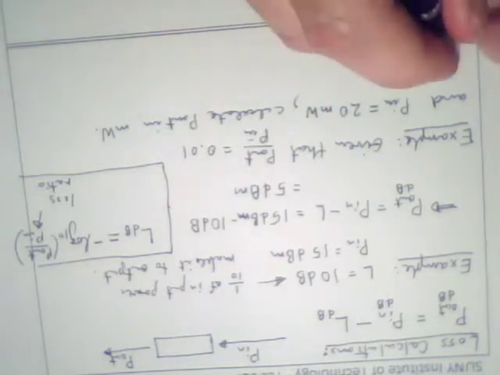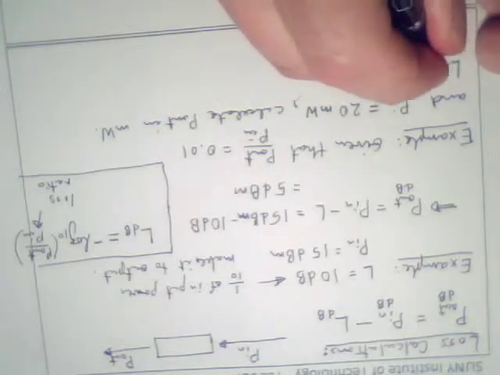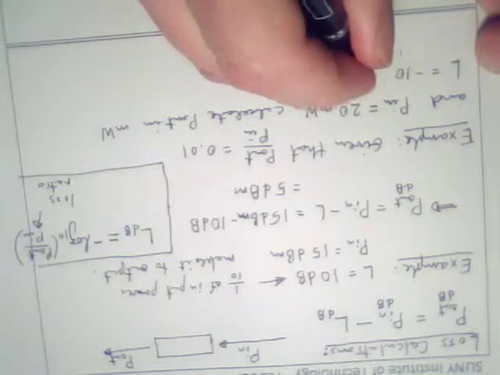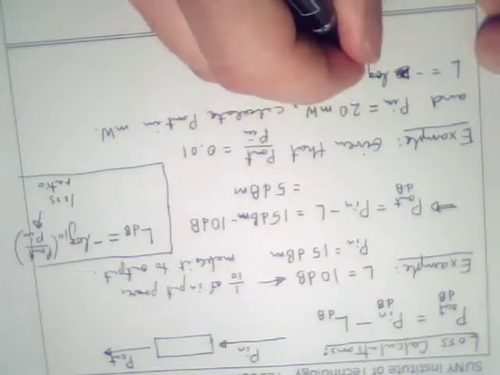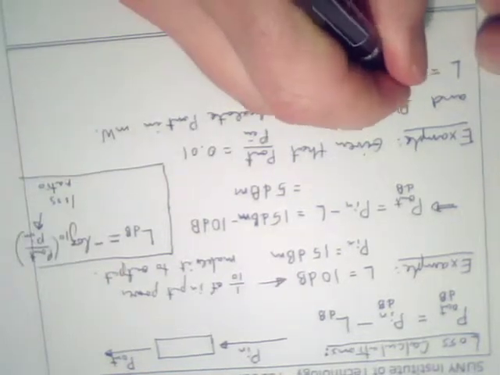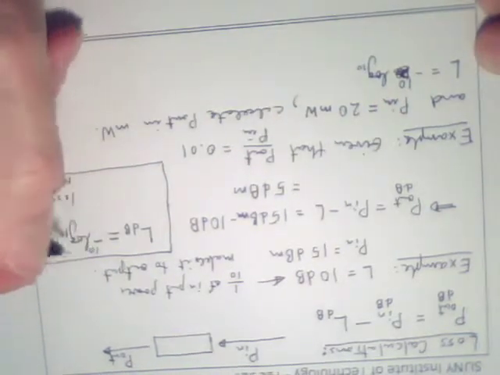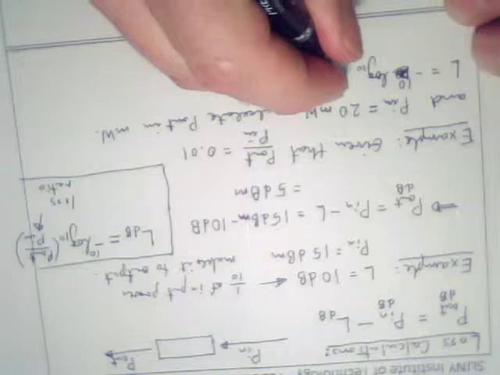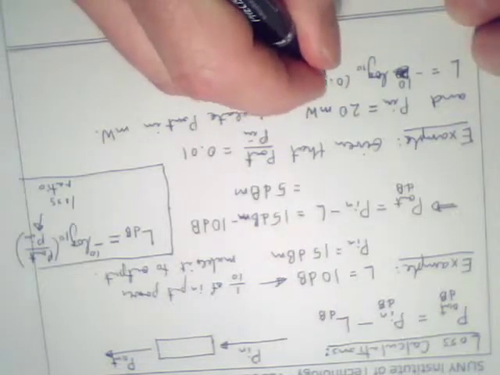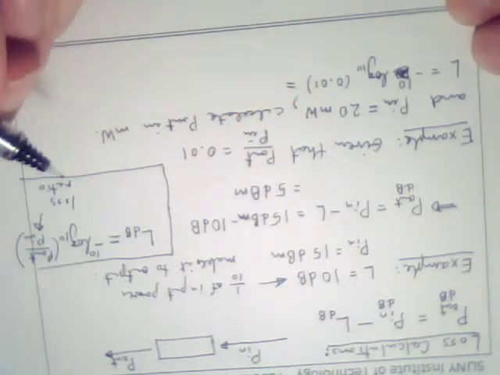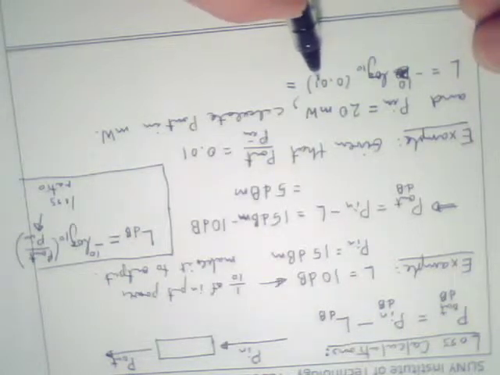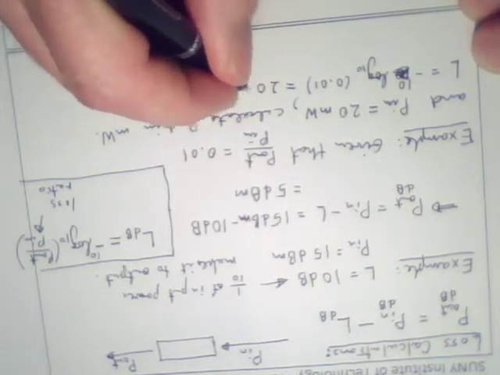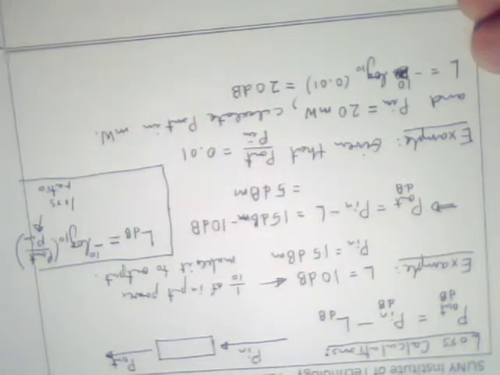The first thing I'm going to do is say that the loss is equal to 10 log 10. Yeah, it is 10 log 10, not minus. Of 0.01. And the log base 10 of 0.01 is -2. And so this is 20 dB of loss. Sorry, I wrote the equation wrong up there.